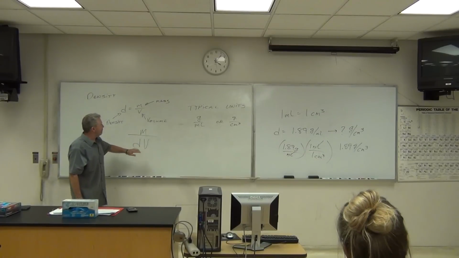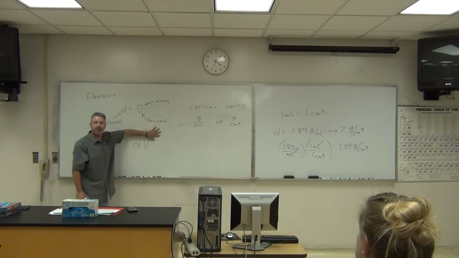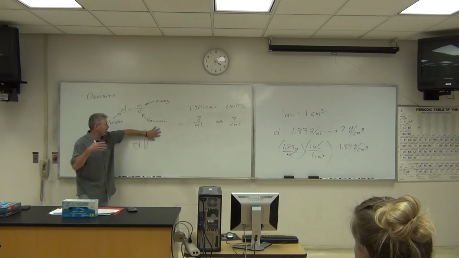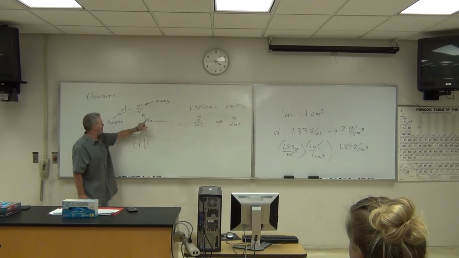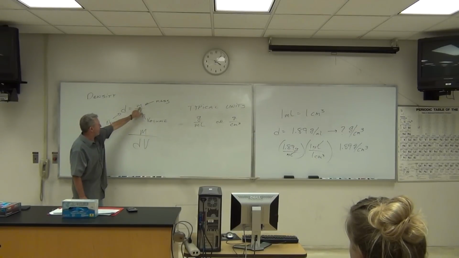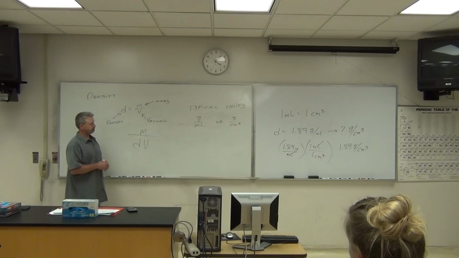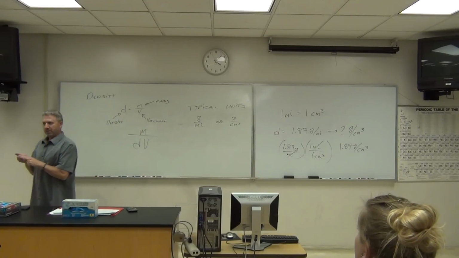If they ask you for mass, you have to cover up the whole thing. It's density times volume, not 1 over density times volume. Okay, that's the only little kicker here. When you're asked for mass, it's density times volume. And you can clearly see that here. We multiply both sides by V to clear it out. M equals D times V. Okay? Does everybody see that?